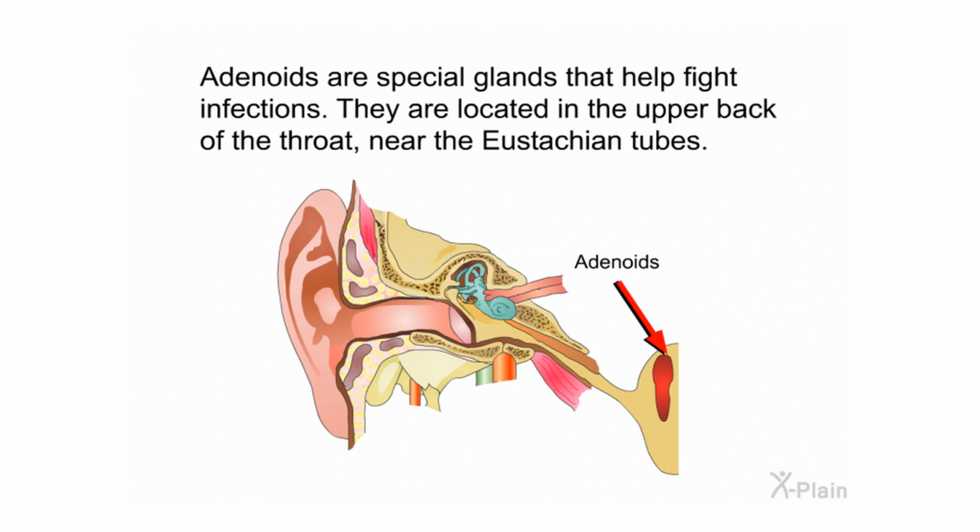Adenoids are special glands that help fight infections. They are located in the upper back of the throat near the eustachian tubes.